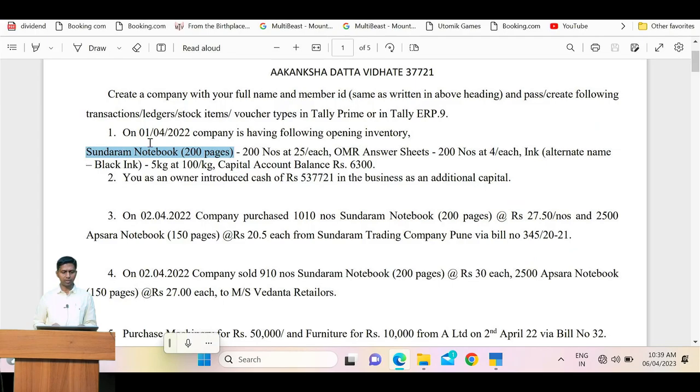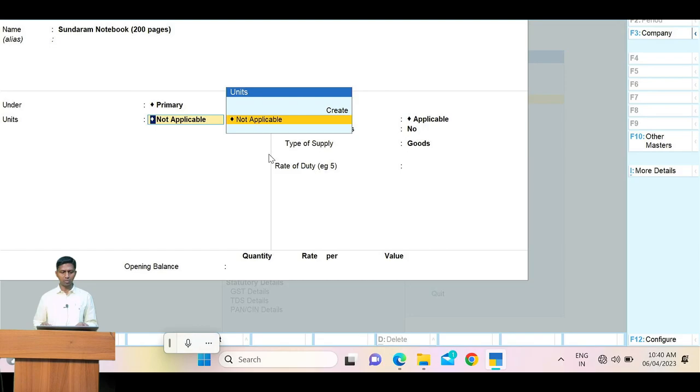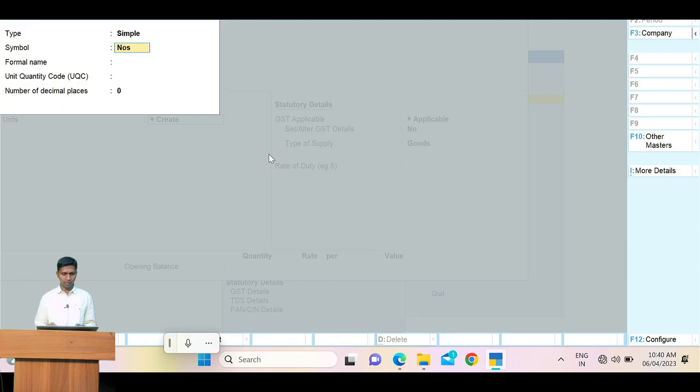Now check the unit of this Sundaram notebook, 200 pages. These are in numbers, that means our unit is numbers. Do we have that numbers? No, we don't have. We have just created the company, so there is no question of having numbers. Therefore just press Ctrl C, Alt C, or select create with the up arrow and then the enter button, and symbol NOS, formal name numbers, and then here also numbers.